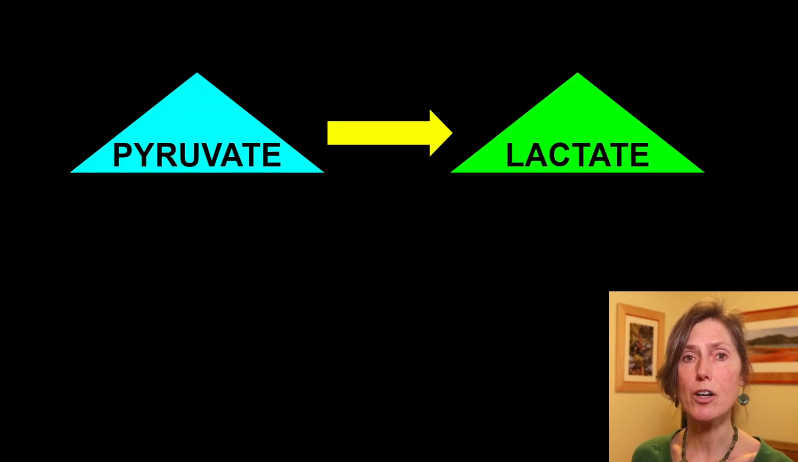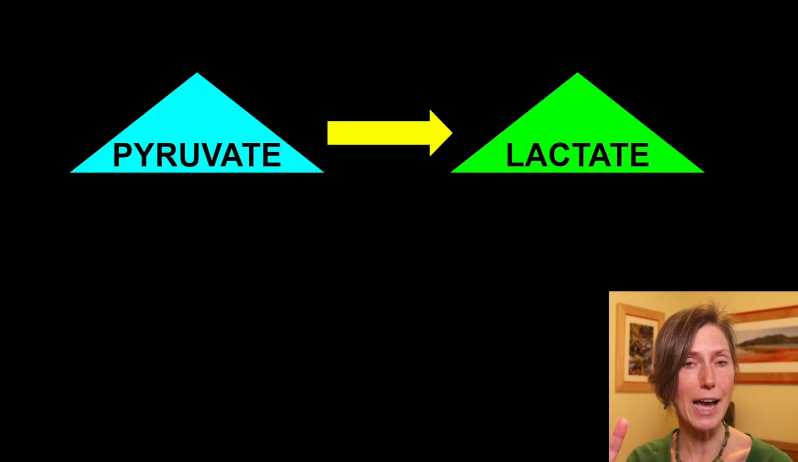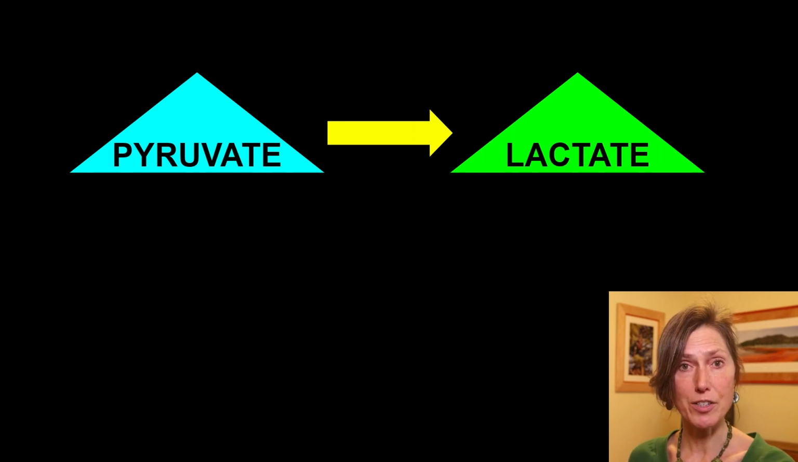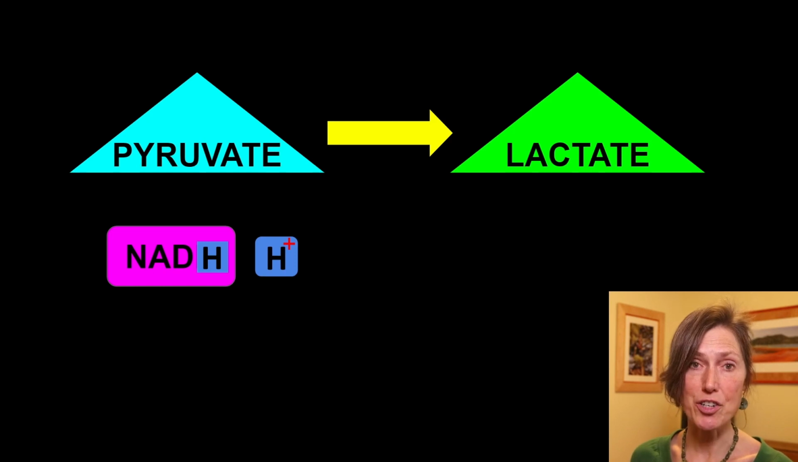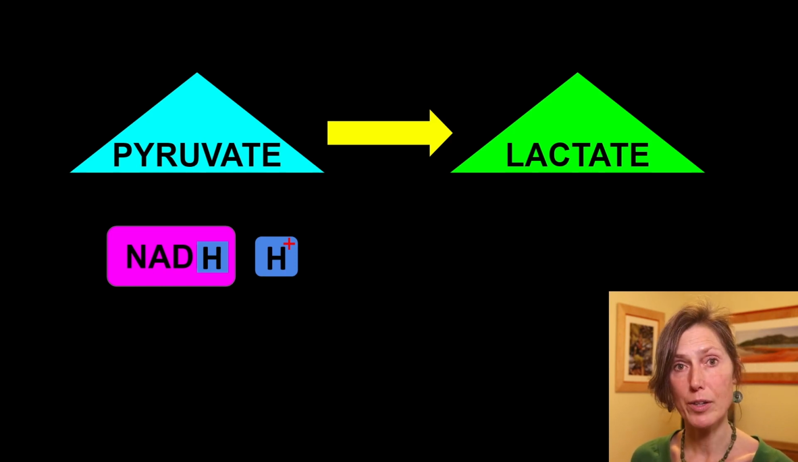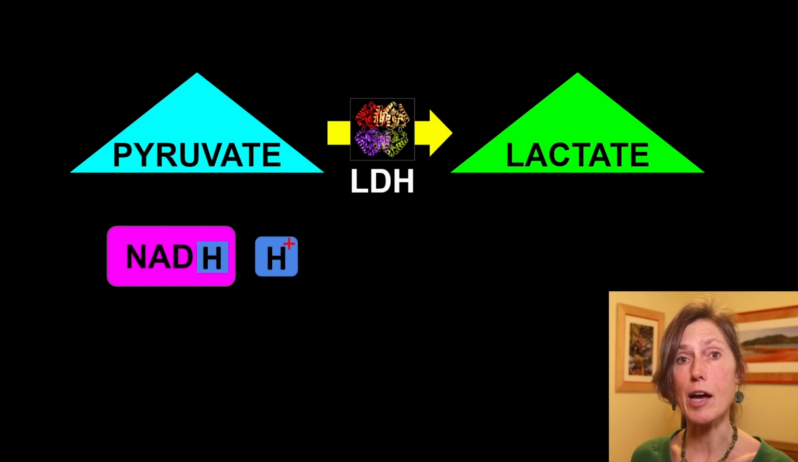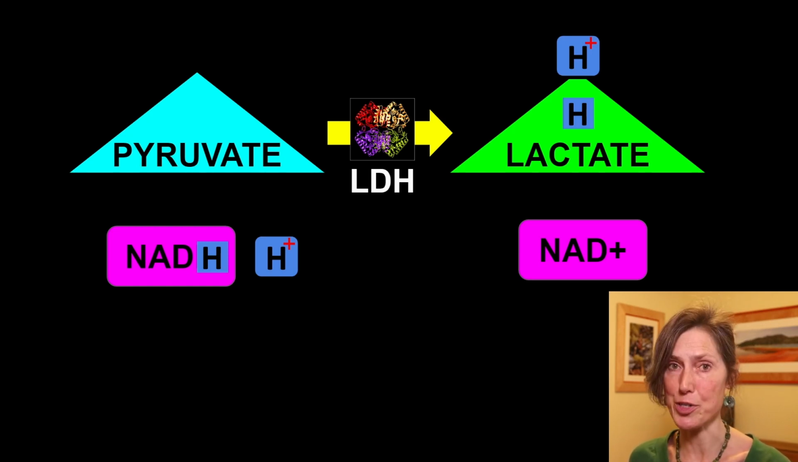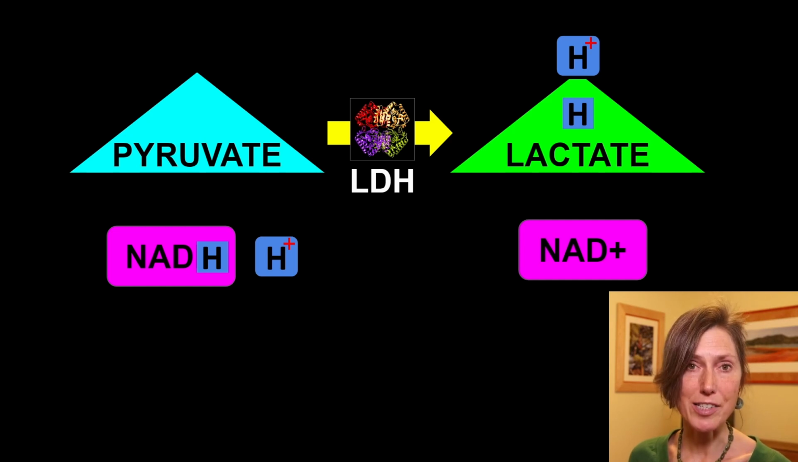So let's zoom in on that pyruvate and lactate conversion. How is pyruvate turned into lactate? It requires a couple of things. One being NADH, nicotinamide adenine dinucleotide, and a proton. And with the help of the enzyme lactate dehydrogenase, pyruvate is converted to lactate, which in essence has absorbed the 2 additional hydrogens, thereby oxidizing the NADH into NAD+.